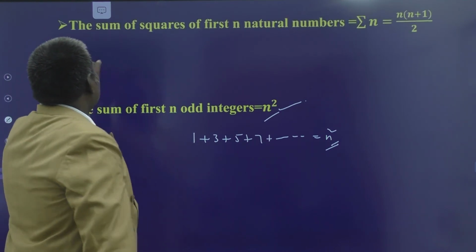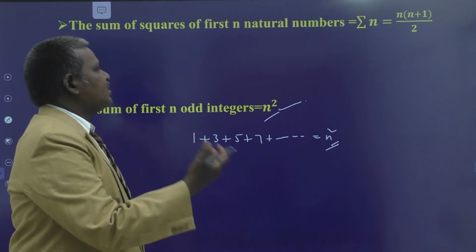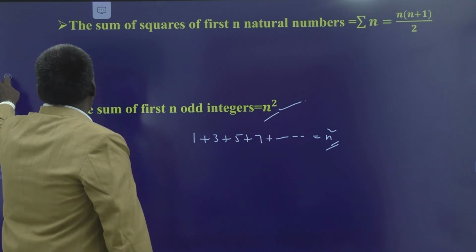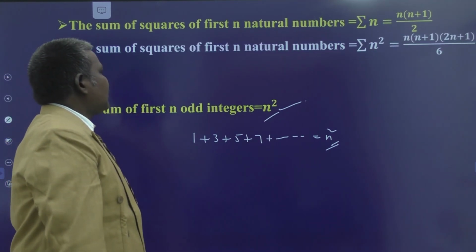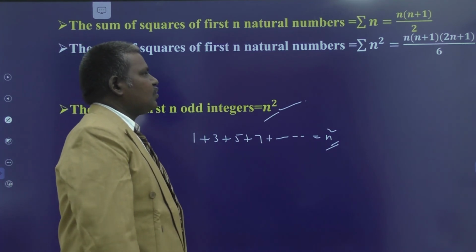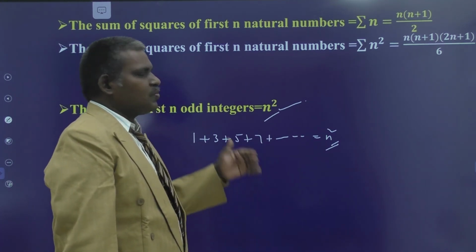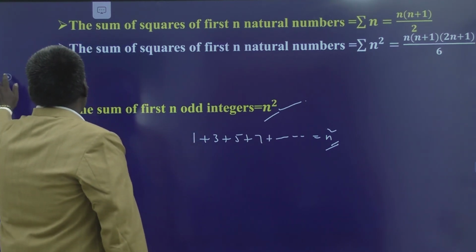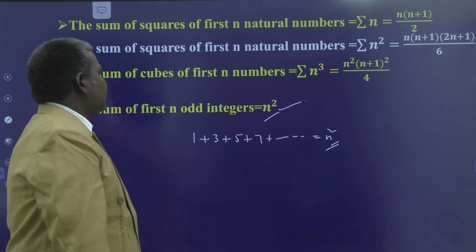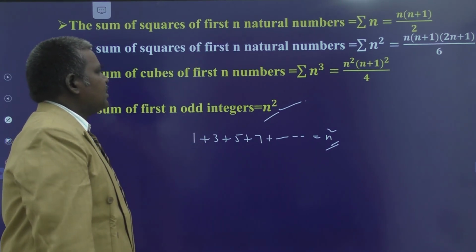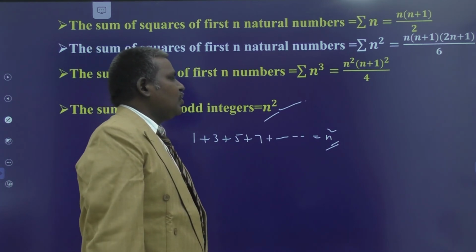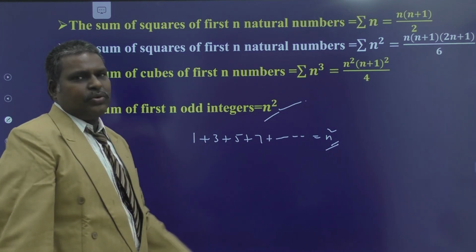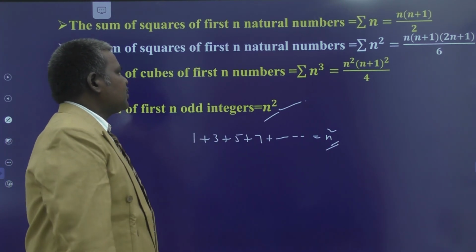And the sum of the first n natural numbers is sigma n, that is nothing but n into (n plus 1) by 2. All these results you know very well. The sum of the squares of the first n natural numbers, sigma n square, is equal to n into (n plus 1) into (2n plus 1) by 6. These formulas are used in problems related to sequences and series. The sum of the cubes of the first n natural numbers is sigma n cube, that is nothing but n squared into (n plus 1) whole square by 4, that is nothing but (sigma n) whole square. Sigma n means n into (n plus 1) by 2, its square is nothing but n square into (n plus 1) whole square by 4.